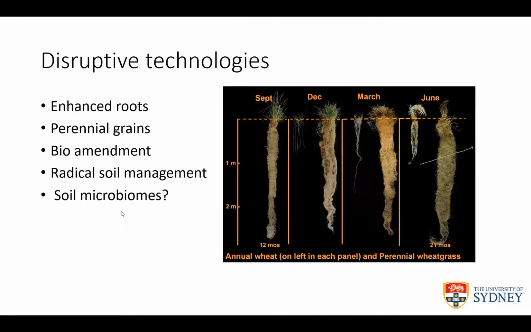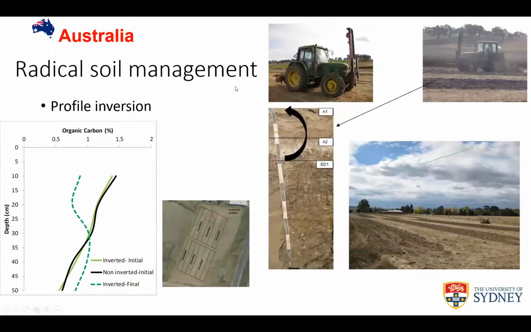Bioamendment and maybe radical soil management and soil microbiomes are things people still haven't looked at: can we manipulate the microbes in the soil so that it can store more, take up more carbon? For example, in Australia, we talk about radical soil management. Why is it radical? Because it's going to change a lot. In Australia, there are a lot of systems where the topsoil is sandy soil and the subsoil is clay soil.